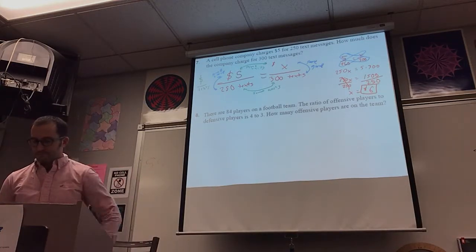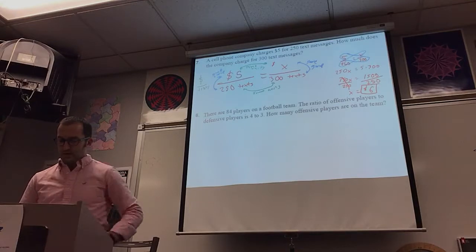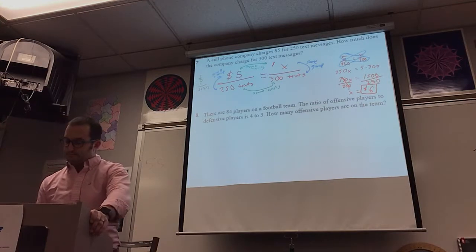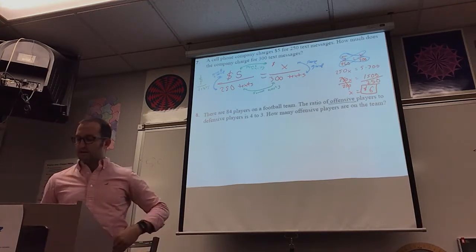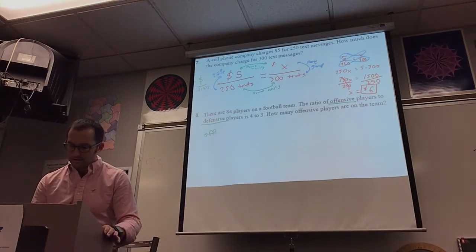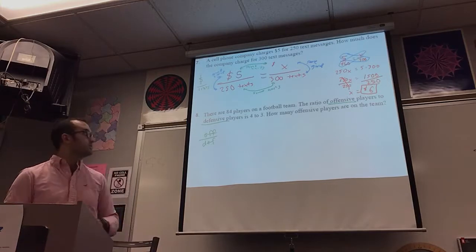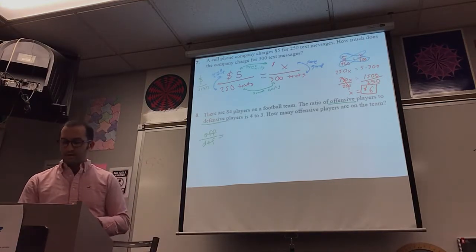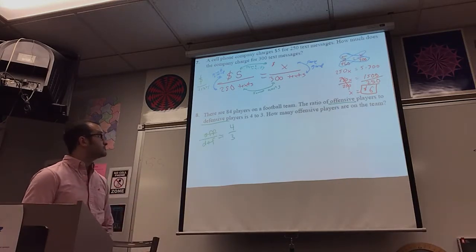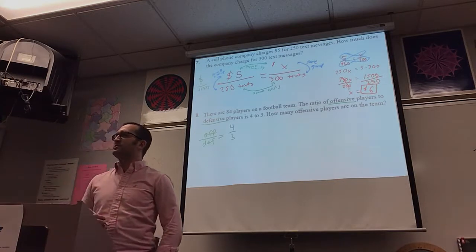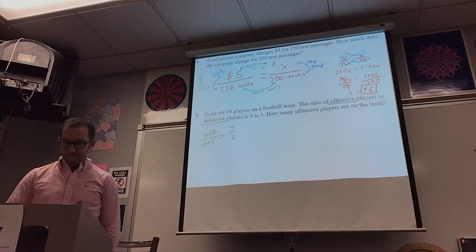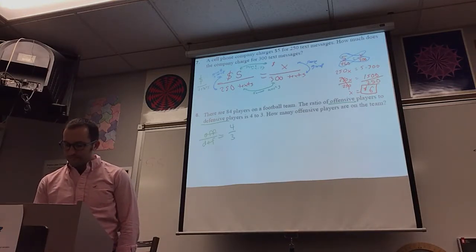So how do I set up my proportion? Well, let's reread this problem. It tells us the ratio. Okay? Offensive players to defensive players. What is that ratio? Well, it'd be offensive to defensive, right? 4 to 3. Are we given the number of defensive players? No. What do we give? 84 players on the overall. Yeah, that's total.